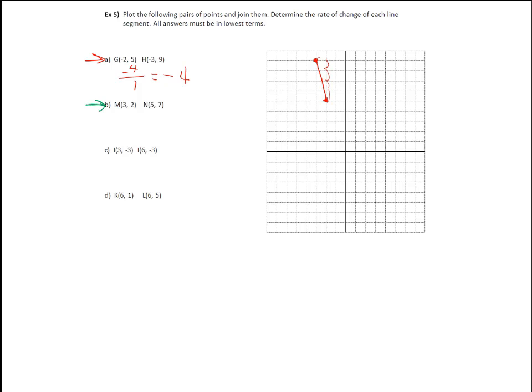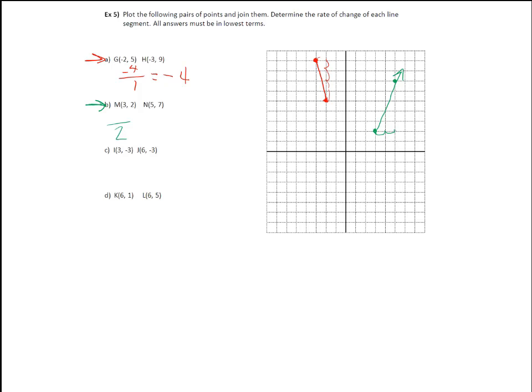M is 3, 2. So the point 3, 2 over 3 up 2. And then 5, 7. So over 5 up 7. Right here. So now we count how many over we went. Well, we went 1, 2 over. So our run was 2.